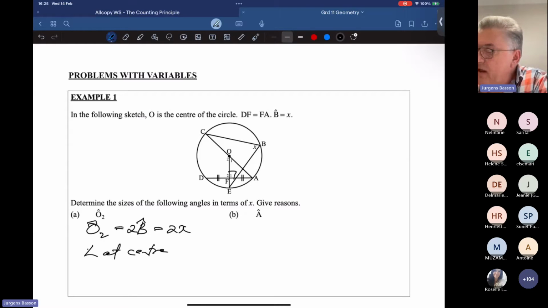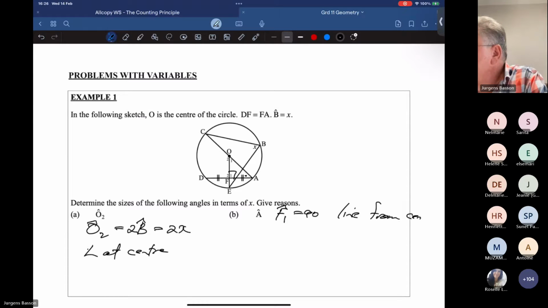Then we get to angle A. We want to get to this one. Now, the moment we want this angle, it is really important that we mention that F1 will be 90. So I'm going to say F1 is 90 degrees, and that's the line from the center. So we have angle F1 as 90. And we want angle A. So how can we get it?